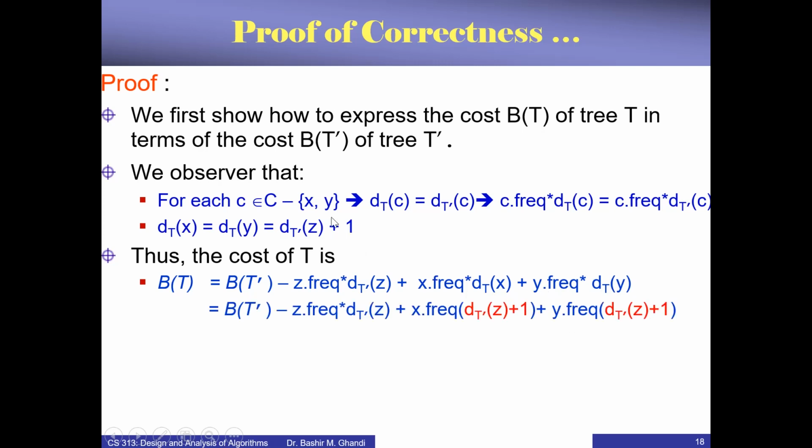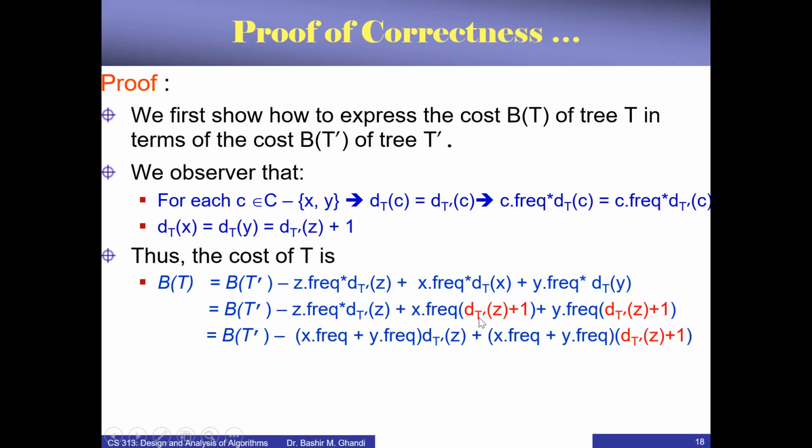Now, from what we have just seen here, we can replace both d_T of X and d_T of Y with this. So instead of d_T of X, we're going to have d_T' of Z plus 1. Similarly, instead of d_T of Y, we're going to replace it with d_T' of Z plus 1. Z.freq we know is equal to X.freq plus Y.freq. The frequency of Z is simply the sum of the frequencies of X and Y. Right? So that's what we have done here. I should have colored it to make it clearer.